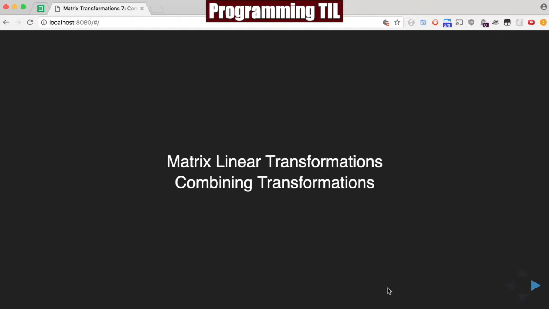This is Programming Today I Learned 3D Math Series, episode 17. And we're going to be looking at combining transformations. This will be a very, very short episode, and we'll just give a very quick example, basically.